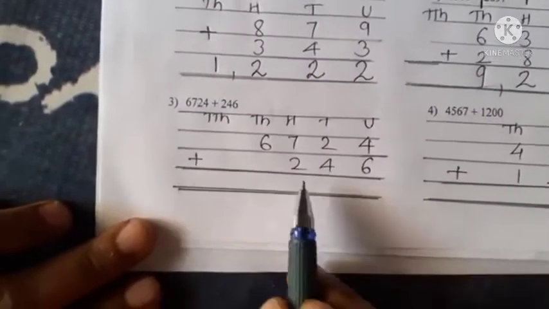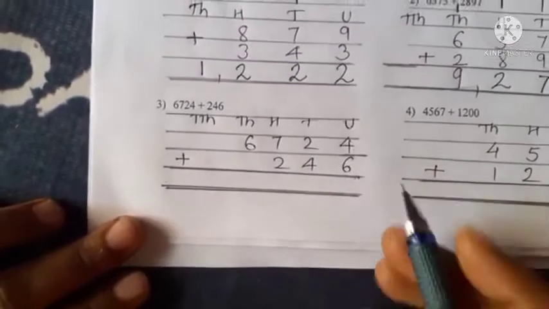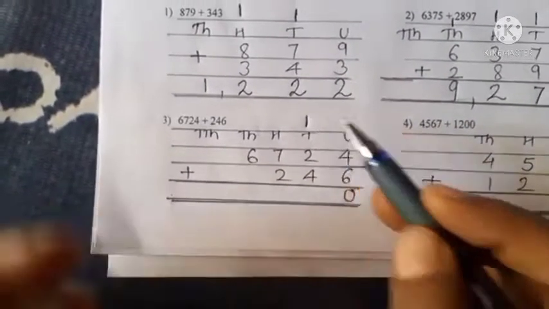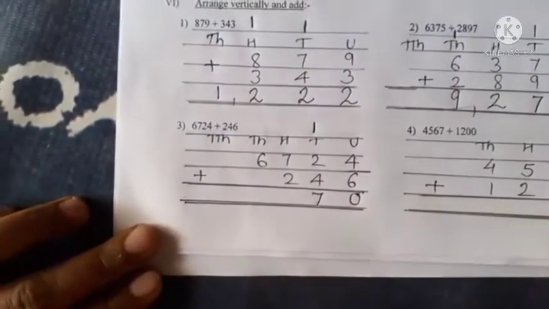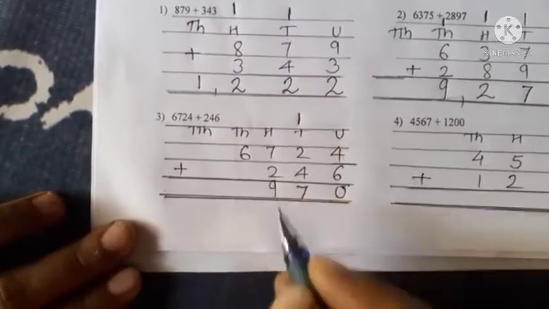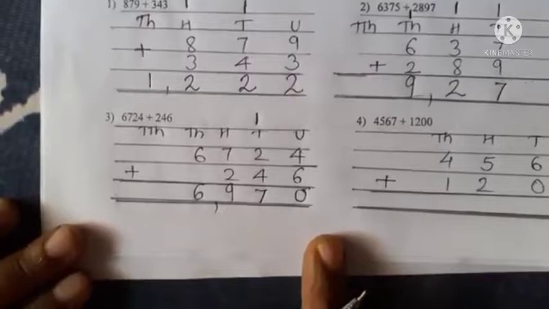6724 plus 246. So let's start with the unit place. 4 plus 6 is 10. We will carry 1 in tens place. So 2 plus 1 is 3. 3 after 4, 5, 6, 7. 7 we will write in tens place. Then afterwards next number in 100 place. 7 plus 2 is 9. And 6 we will write as it is. So final answer for this is 6970.